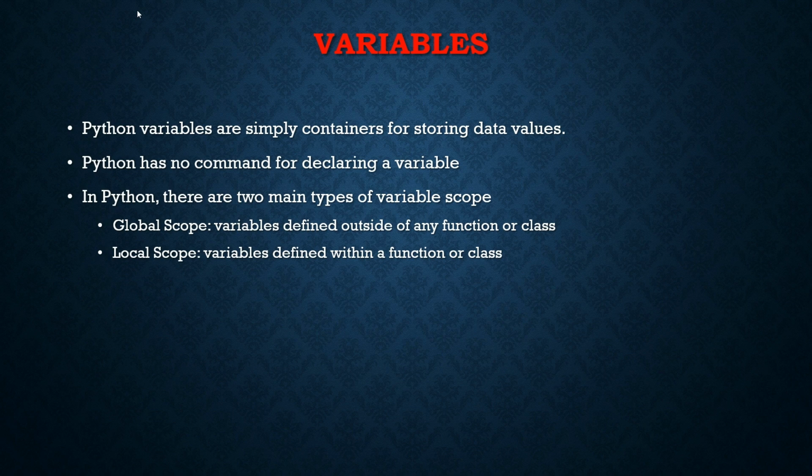Global scope variables are the variables defined outside any function or class. And this global scope we can access or modify throughout the program, that is inside any function or outside the function. Whereas local scope variables are the variables defined within a function or a class. We can only access or modify them within that class or within that function where they are defined.